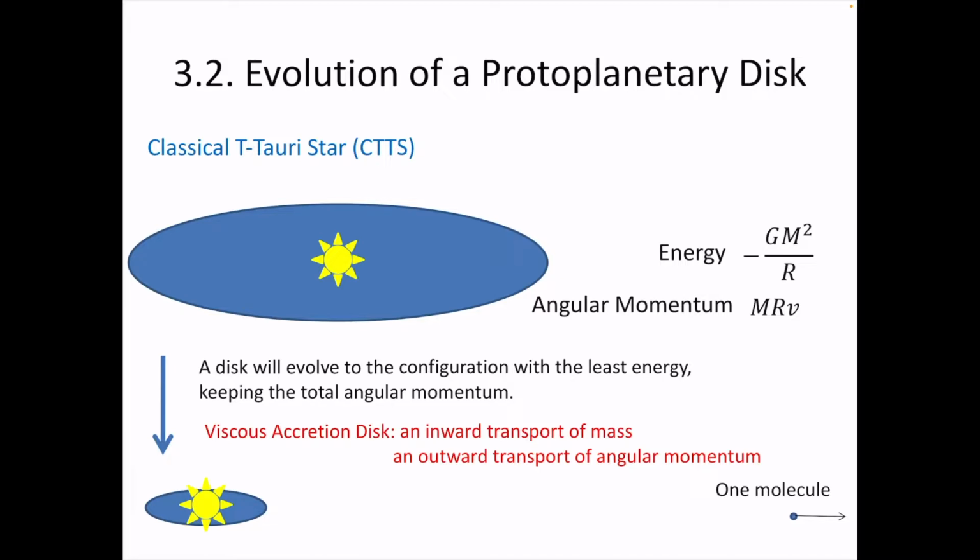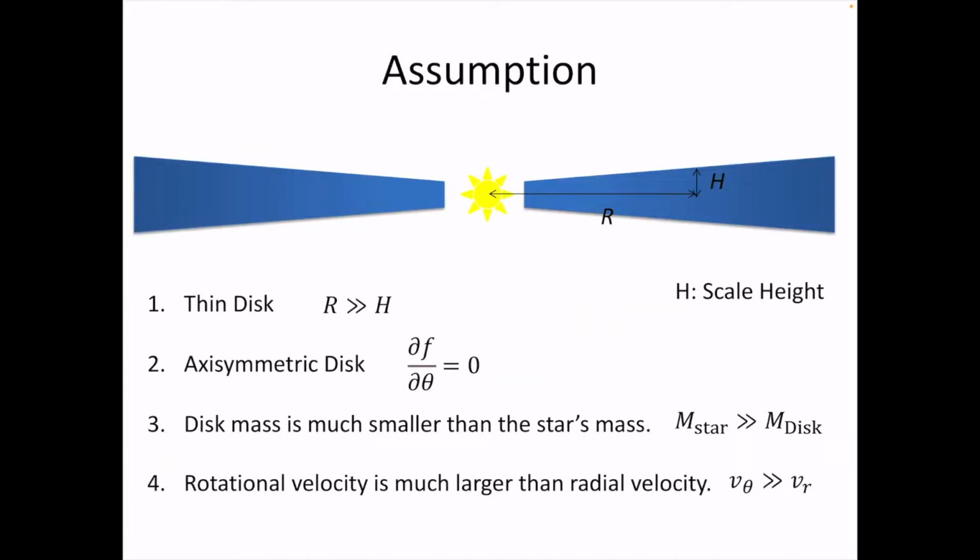In an ideal situation, only a single molecule moves far away from a central star, and except for that single gas molecule, all the mass migrates toward the central star. So we'd like to consider how to transfer the angular momentum outward and transfer the majority of mass inward in an accretion disk. So, the basic assumptions of a disk.